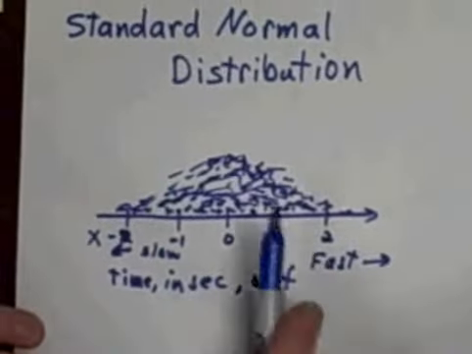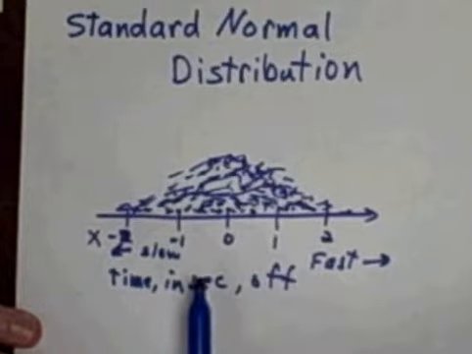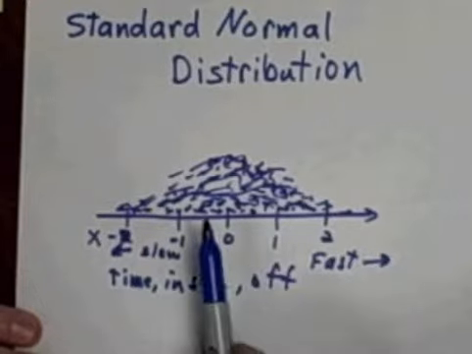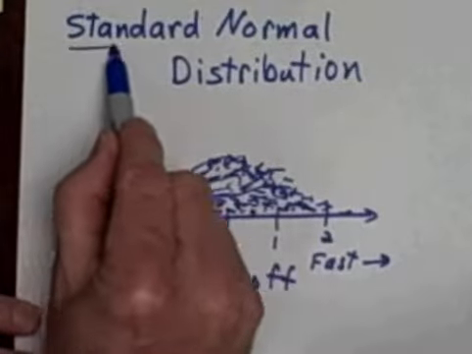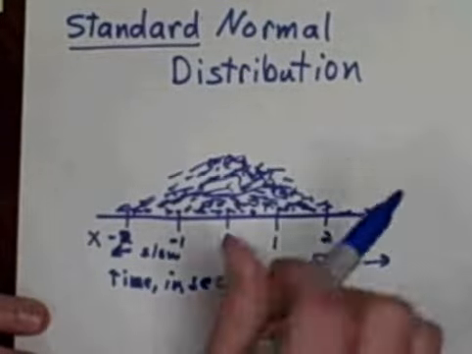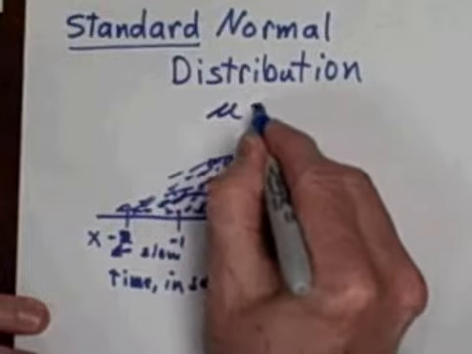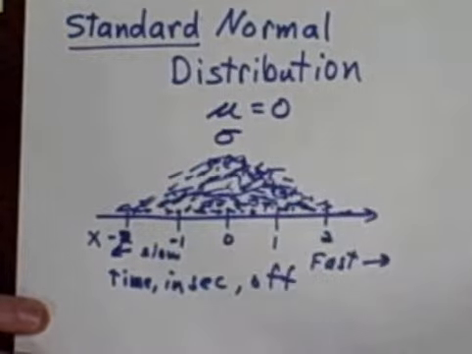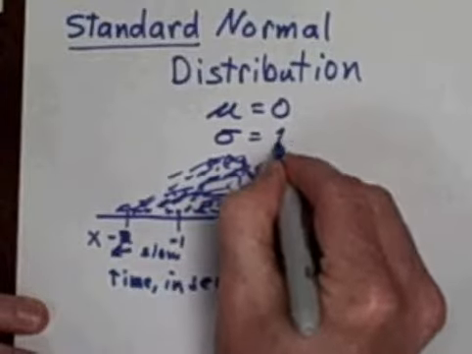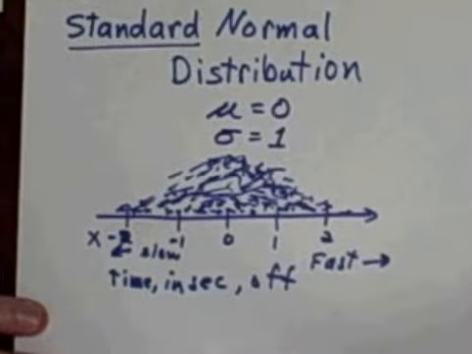If we also stipulate that our standard deviation is exactly 1 second, if we stipulate that our standard deviation is 1 second and that our mean is 0, then we have a special kind of normal distribution. We have a distribution that is called a standard normal distribution. Again, that is where my mean, mu, is equal to 0, and sigma, lowercase sigma, the standard deviation, is equal to 1. In this case, 1 second.